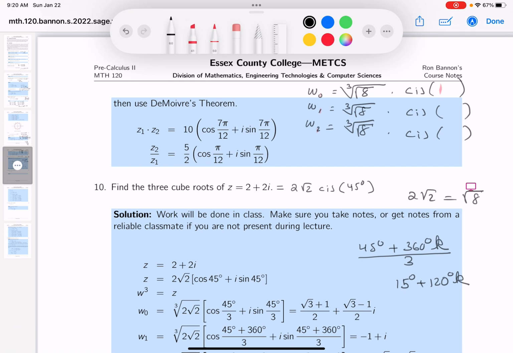Let's go back to black. Sorry about that. 15 degrees. What's next one going to be? Well, 120 and 15 is 135. What's next number going to be? Well, 240, because K is 2. 240, 255.